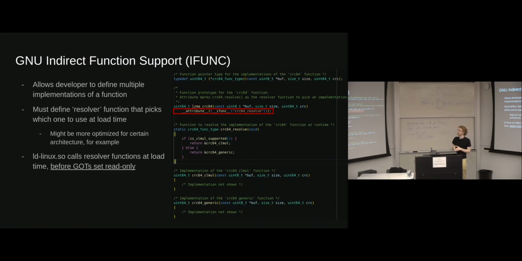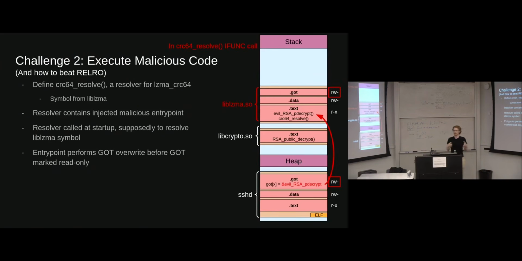But what it does give us as a library is the ability to execute arbitrary code at load time. It allows us to execute code super early, before any regular SSHD code gets run. And so now we can solve both of those problems at once. We can solve the execution by defining one of these resolver functions that gives us code execution. And because it's called so early, we also get to mess with the global offset table before it gets set read-only.